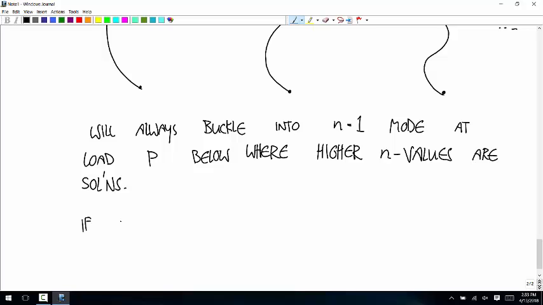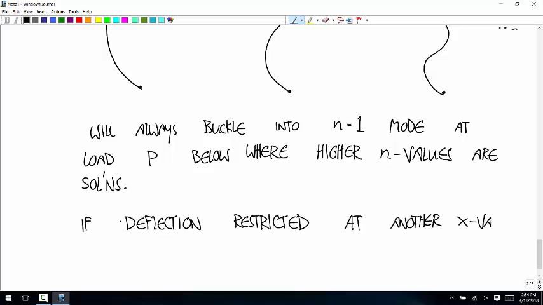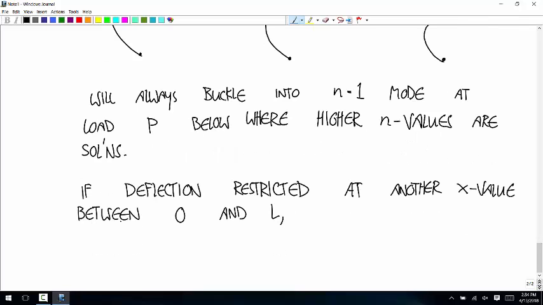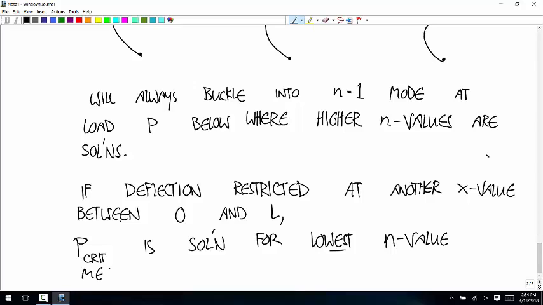So if the deflection is restricted at another x value between 0 and L, P critical is the solution for the lowest n value meeting that condition.